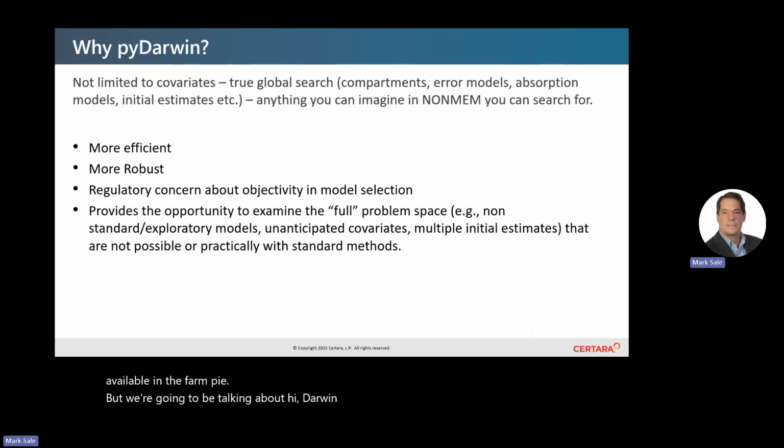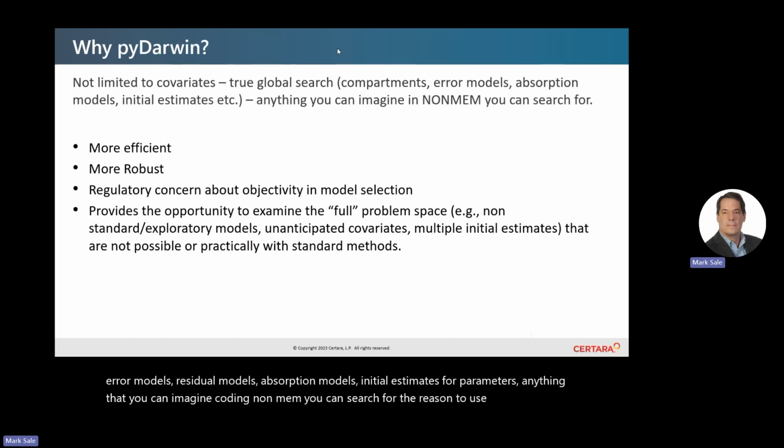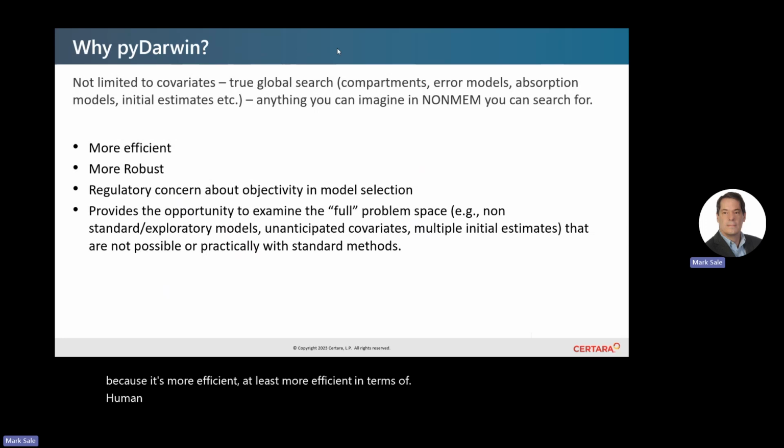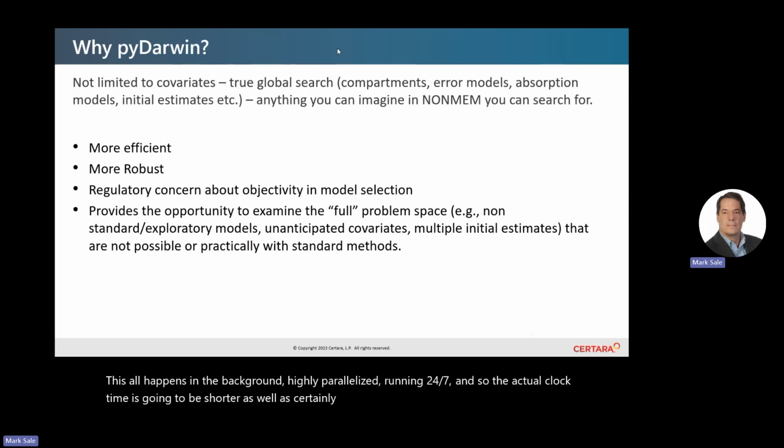Again, the key strength of PyDarwin is that it's not limited to covariate search. It is a true global search, searching for compartments, error models, residual models, absorption models, initial estimates for parameters. Anything that you can imagine coding in NONMEM, you can search for. The reason to use it is primarily because it's more efficient, at least more efficient in terms of human effort. This all happens in the background, highly parallelized, running 24/7. And so the actual clock time is going to be shorter, as well as certainly the human effort required to develop these models is going to be much, much less.